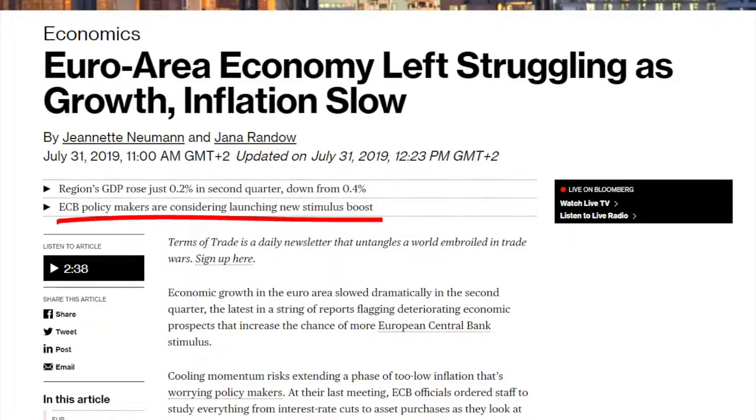And then there is something else when it comes to market timing. Everybody is talking about stimulus. So Germany is struggling, the euro area economy is slowing down, and ECB policymakers are considering launching new stimulus boosts. The European area has had stimulus for the last 12 years, and now they're already discussing new stimulus, more money. So policymakers might not allow the market to crash more. And that's also the biggest risk to market timing: you might sell and the market never comes back to those levels.